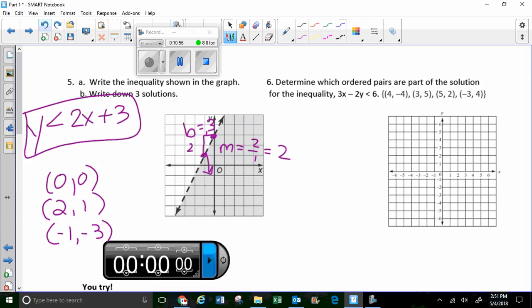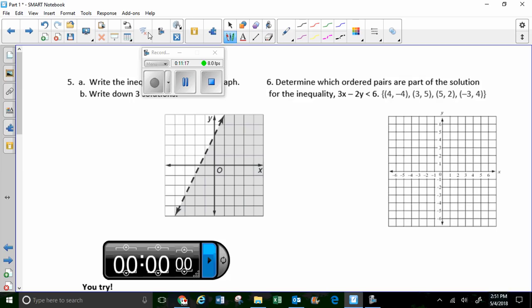Alright, number 6. Determine which ordered pairs are part of the solution for the inequality. Now, really conveniently, they gave us a graph, so maybe we should graph it and see if those land in the shaded region. But I want you to pay attention to this, because on your homework, you're going to have a problem like this, but you are not going to be given a graph. So how can you handle that then? Well, let me show you.